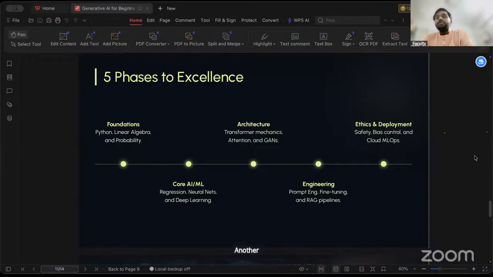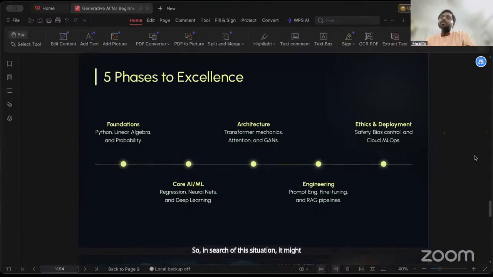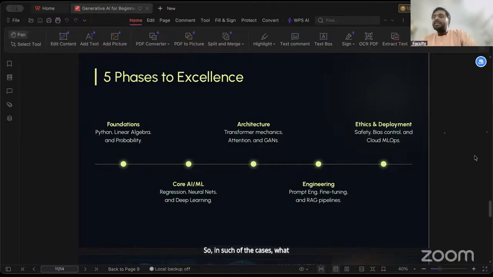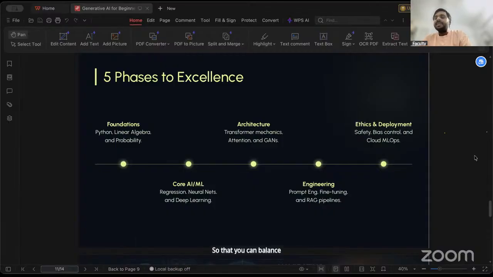Another important thing you should take care of is bias control. It might be possible that, let's suppose you have multiple classes of data, and out of 5 classes, I have more data for 2 classes and less data for 3 classes. In such a situation, your model might be biased towards the 2 classes where it has more data. So in such cases, you should go with proper pre-processing techniques so that you can balance the data, manage the data, and then go for training.